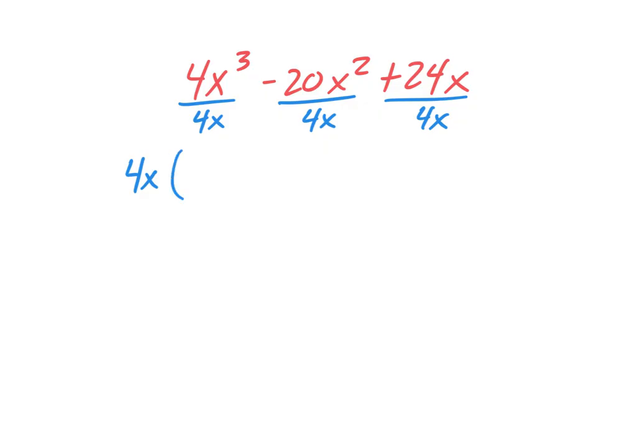So 4 divided by 4 would be 1. 3 x's, take 1 away, would be x squared. 20 divided by 4 would be 5. 2 x's, take 1 away. 24 divided by 4 would be 6. The x's disappear, and we're left with that.